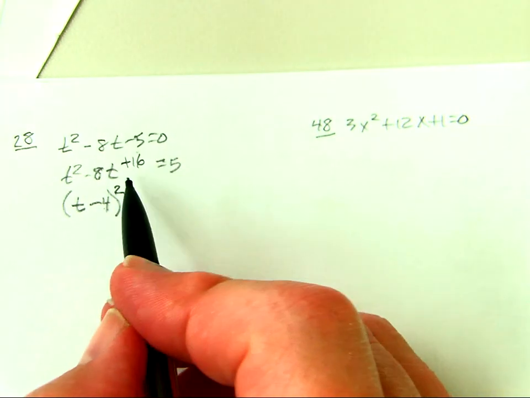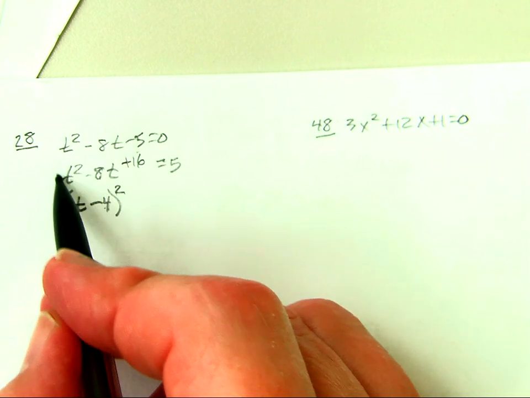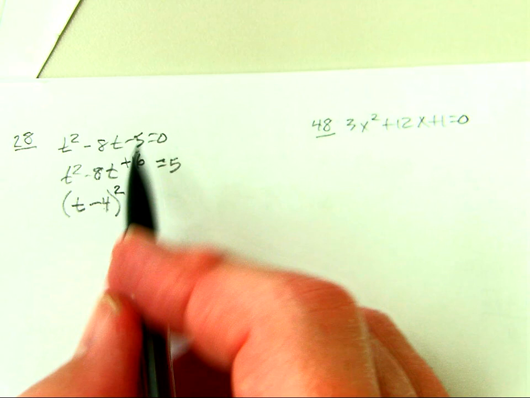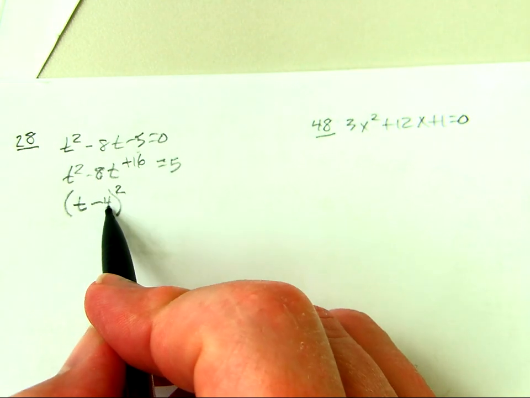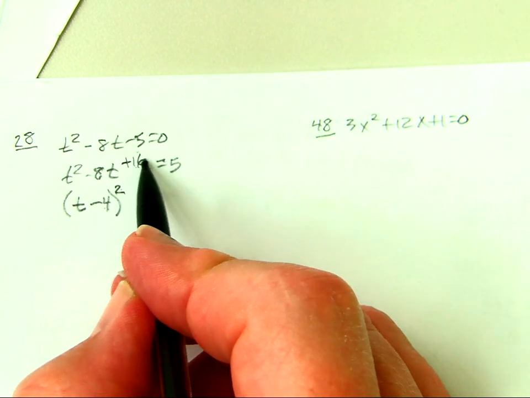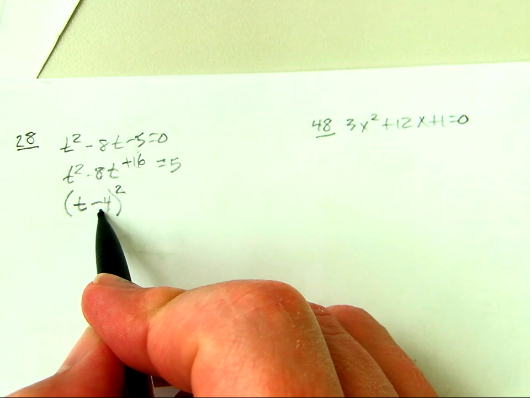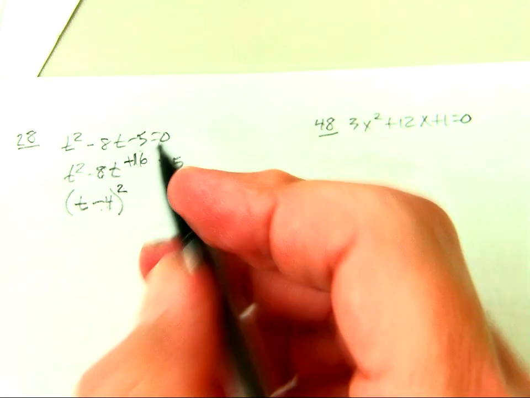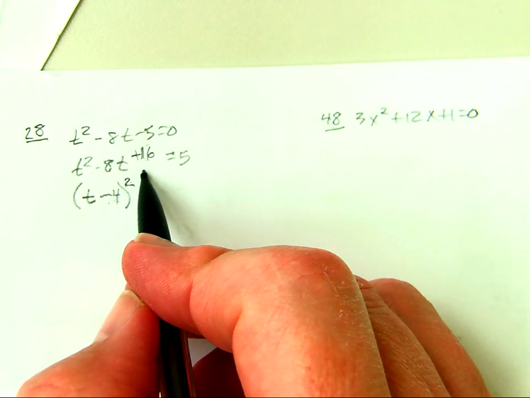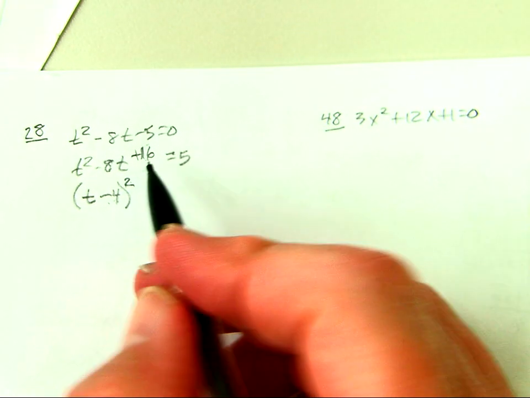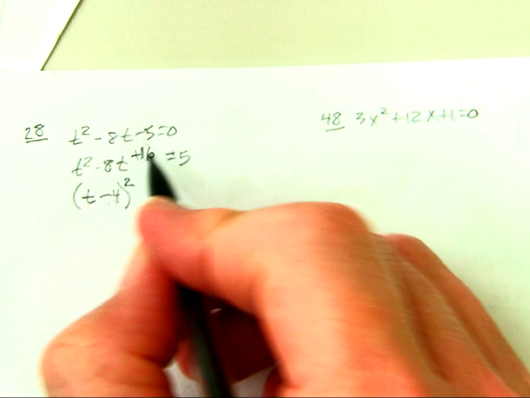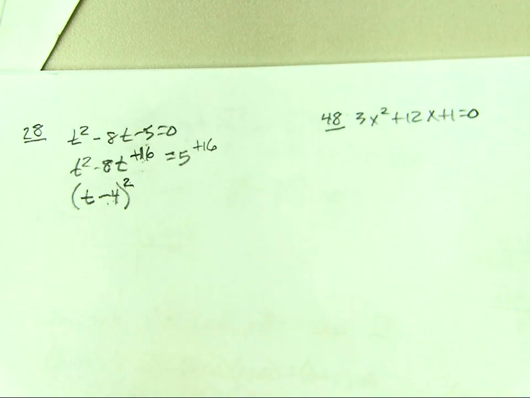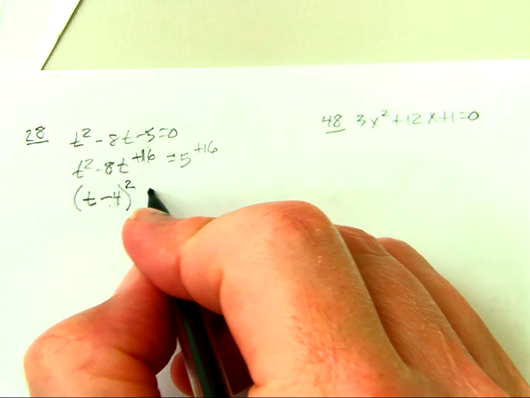The whole idea of completing the square is now we've turned this into a perfect trinomial square. That's what we're trying to do. So by taking half of negative 8, we get negative 4, and squared, 16. If you did this, you would get t minus 4 squared. Now, we can't just add a number to one side of an equation because it makes it out of balance. So to balance it out, if we had 16 on the left, we also need to add 16 on the right. So now on the right, we have 21.